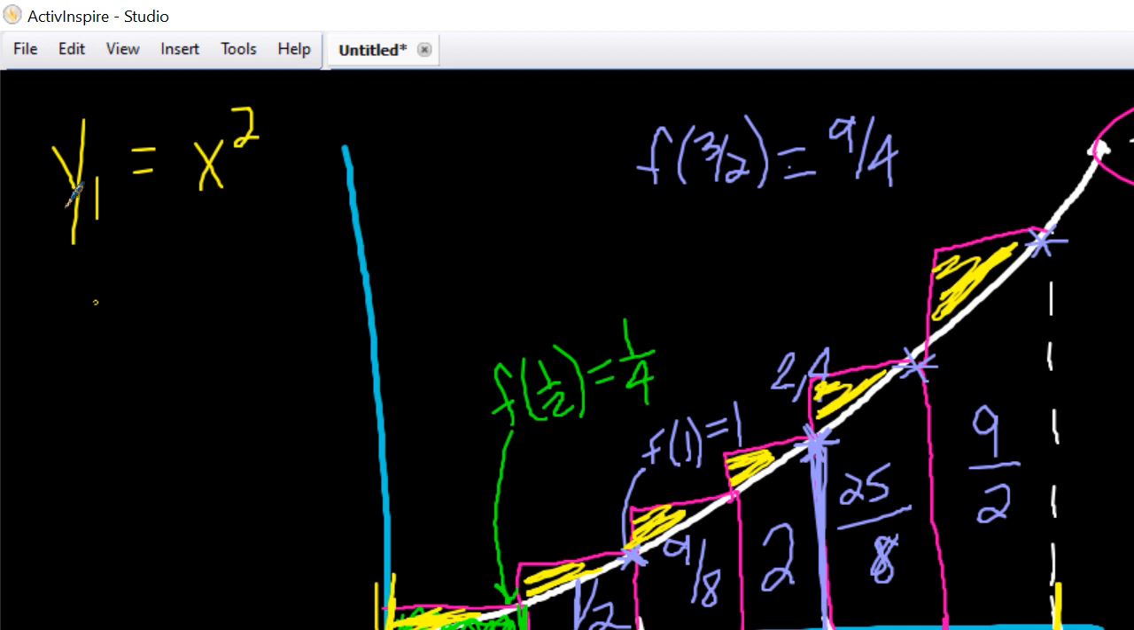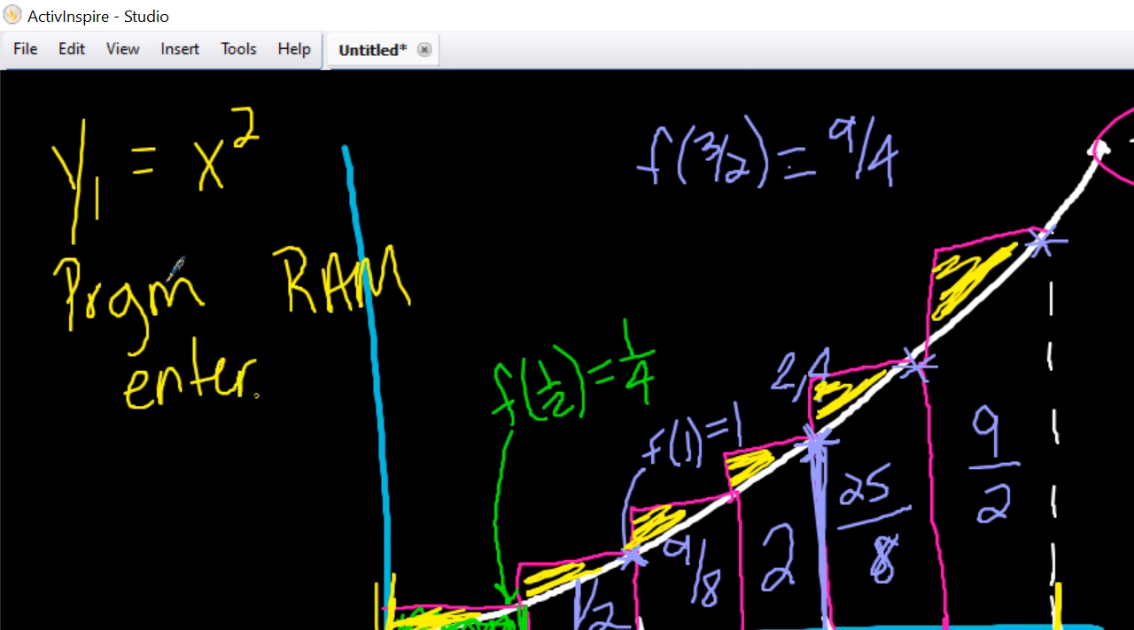Come back to your original calculator screen. Now hit program and select RAM, enter, and then enter again and again. Then it should start prompting you for everything you need to input. It'll say number of intervals. How many intervals did I divide this up in? 6. Then it'll say left endpoint. The furthest left you go is 0, right? So that's 0. And the furthest right you go is 3.